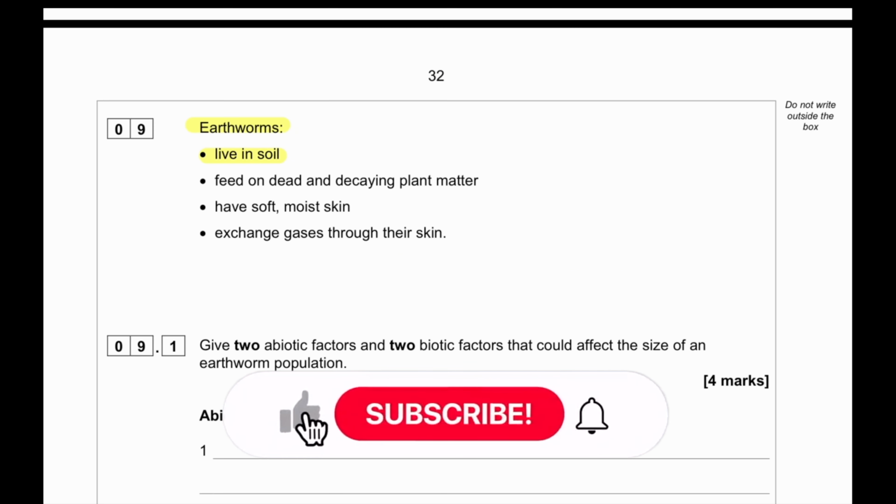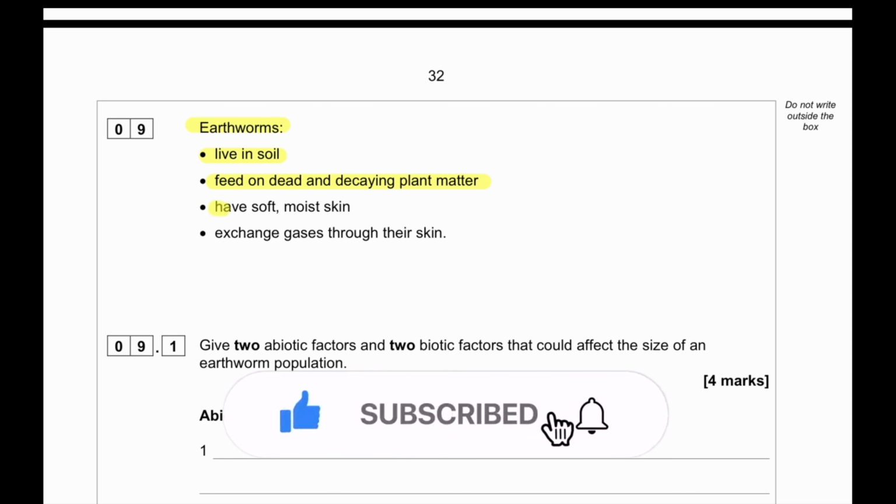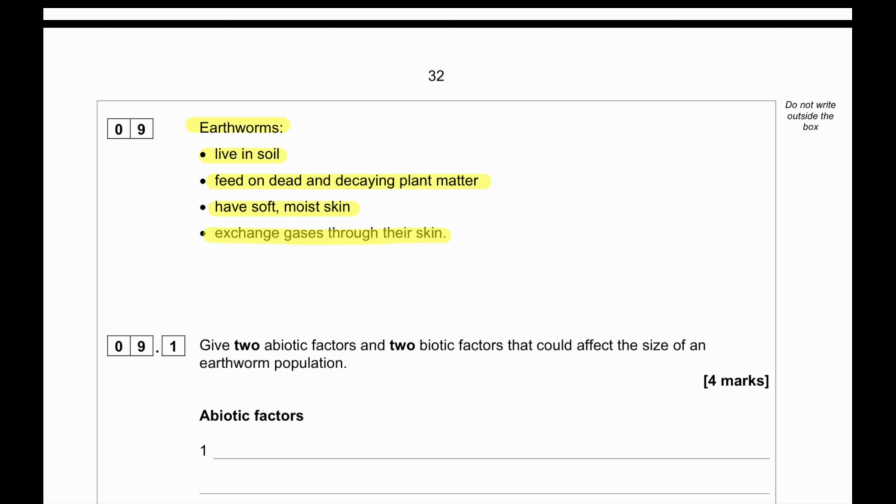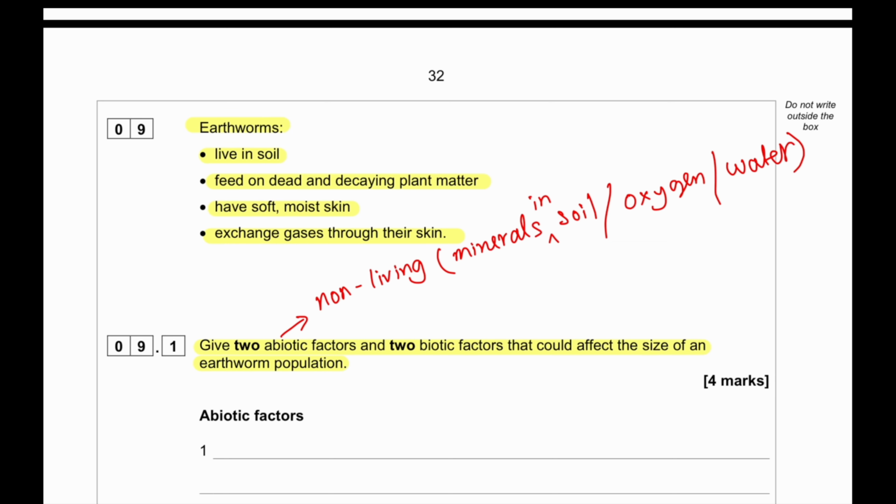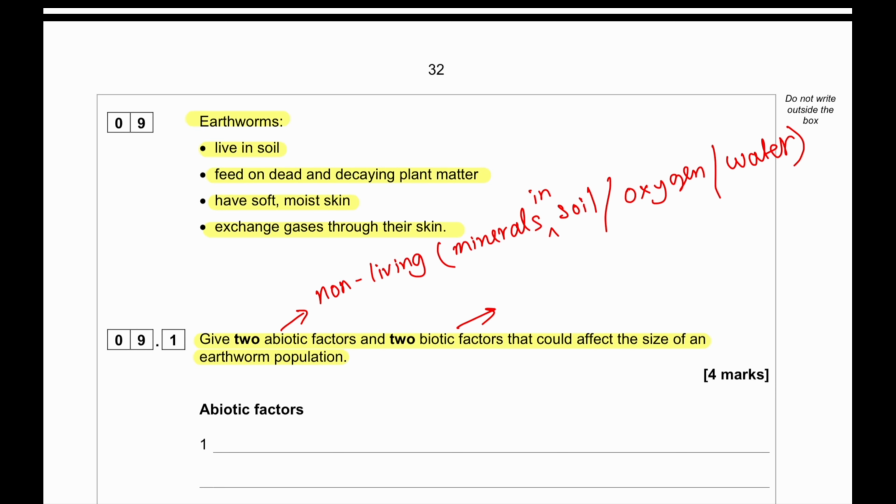Earthworms live in soil, feed on dead and decaying plant matter, have soft and moist skin, and exchange gases through their skin. Give 2 abiotic factors and 2 biotic factors that could affect the size of an earthworm population. Abiotic factors are non-living factors. So minerals in soil, oxygen, availability of water, these are abiotic factors. Biotic factors are living factors. So things like predators, also microorganisms, bacteria, fungi, disease-causing organisms, etc.